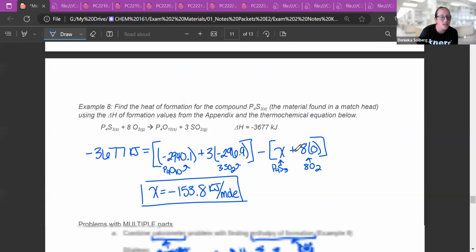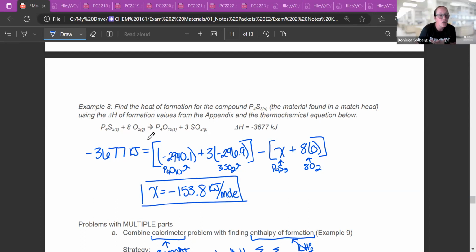Like I said, you could also have an example where I'm like, find the heat of formation. So that's delta H formation, a little F, for P4S3. This is a material found in match heads. It's not actually in the table. I want to know what it is, using the delta H formation values from the appendix and the equation below. So in this case, I'm giving you the delta H for the full reaction. This value goes over here. That's the full reaction delta H.